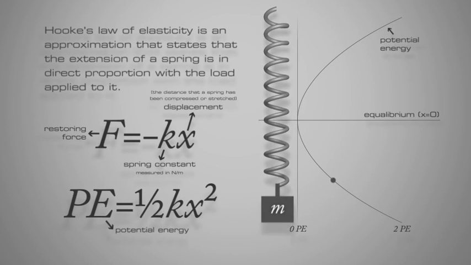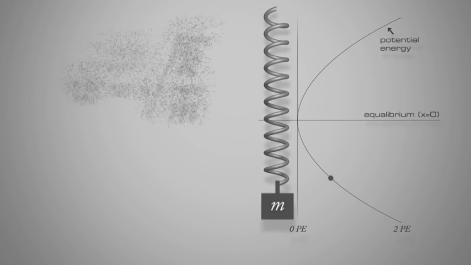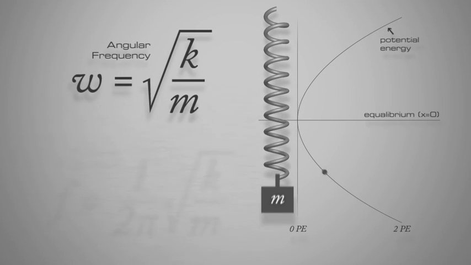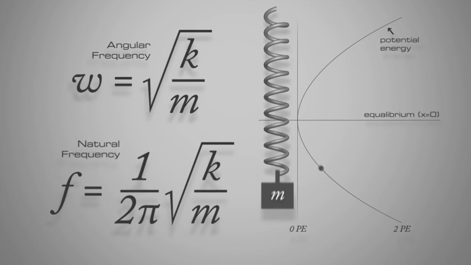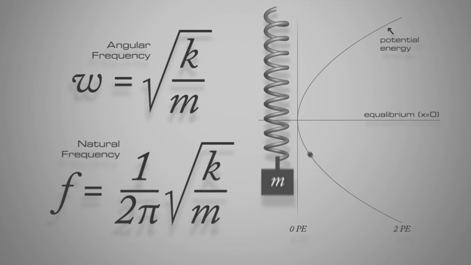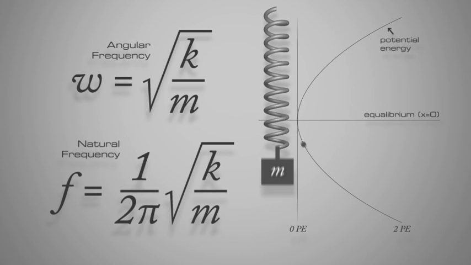If a mass m is attached to the end of such a spring, the system becomes a harmonic oscillator. It will oscillate with a natural frequency, given either as an angular frequency, omega equals the square root of k over m, or as a natural frequency, f equals 1 over 2 pi times the square root of k over m.